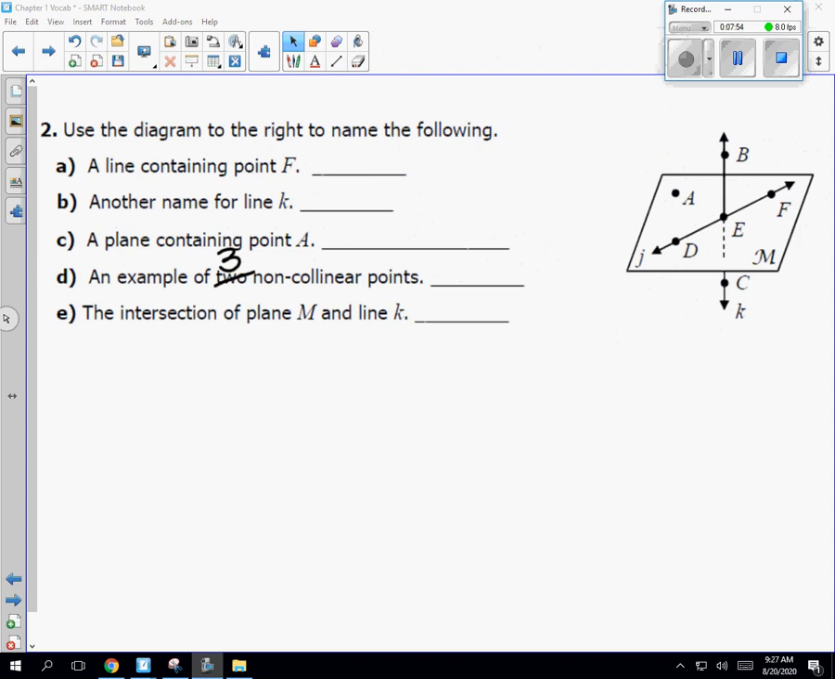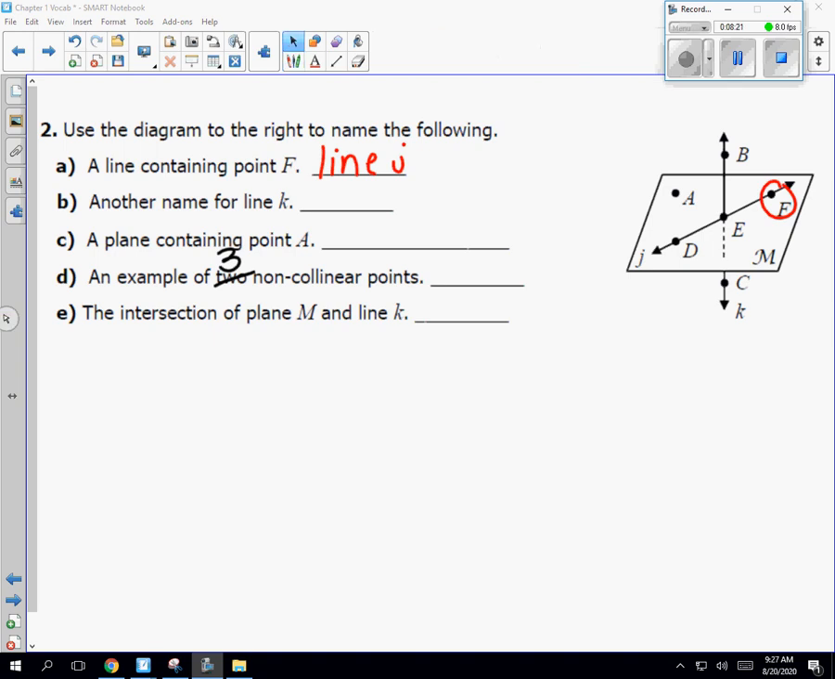Now here for number 2, it's using a plane with lines in it. So here it's use the diagram to the right to name the following, a line containing point F. So we have to find point F first. So here's point F. And a line that contains it, you could just say is line J, because that line there is being defined with that lowercase letter right next to it.